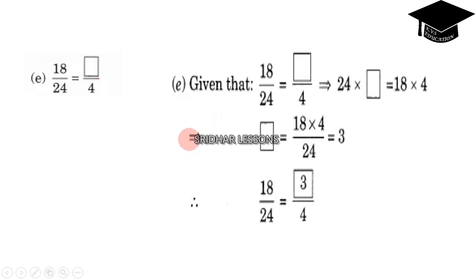Next problem. 18 by 24 is equal to blank by 4. This implies 24 into blank is equal to 18 into 4. Therefore, this blank is equal to 18 into 4 by 24. 4 cancels 24 six times, 6 cancels 18 three times. Therefore, 18 by 24 is equal to 3 by 4.